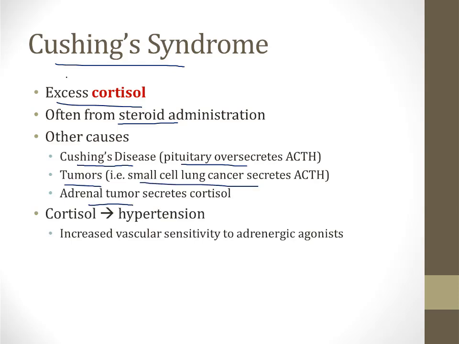In all of these situations, there will be an excess of cortisol in the body, which leads to many of the signs and symptoms of Cushing syndrome, but one of them is the presence of hypertension, and that occurs because cortisol leads to increased vascular sensitivity to adrenergic agonists like epinephrine and norepinephrine.